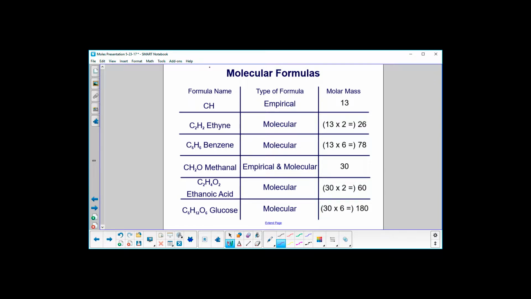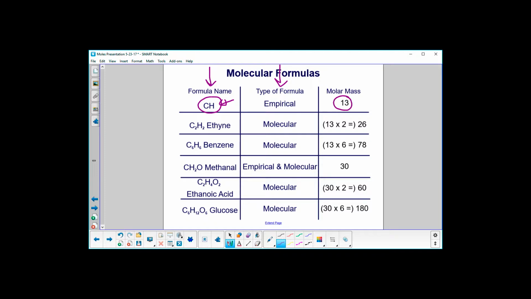Here we have some various formula names, and we're going to say whether each is an empirical formula or a molecular formula. Well, we have CH, which really doesn't exist much here on Earth, but it's out in the interstellar medium as a radical. So we're not going to worry about it so much, but we're going to call it empirical because you just have one of each. It has a molar mass of 13.